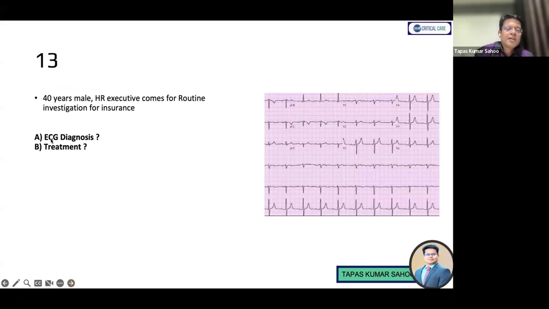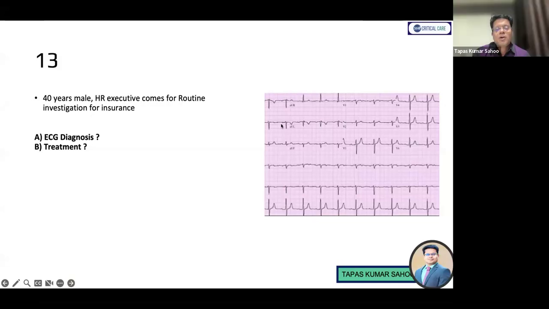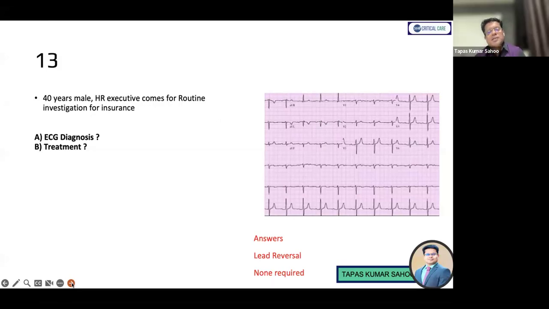Clue number 1. 40-year male, routine investigation for insurance. So they have given you the clue that the patient is normal, and this is a normal finding. So when you are getting a normal patient but abnormal ECG finding, any DD? Extracardiac lead placement, which is abnormal. Yeah, in this patient, it is a lead reversal.